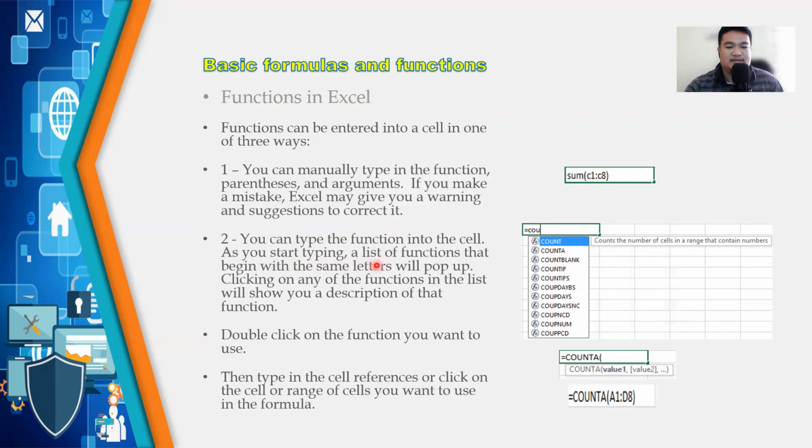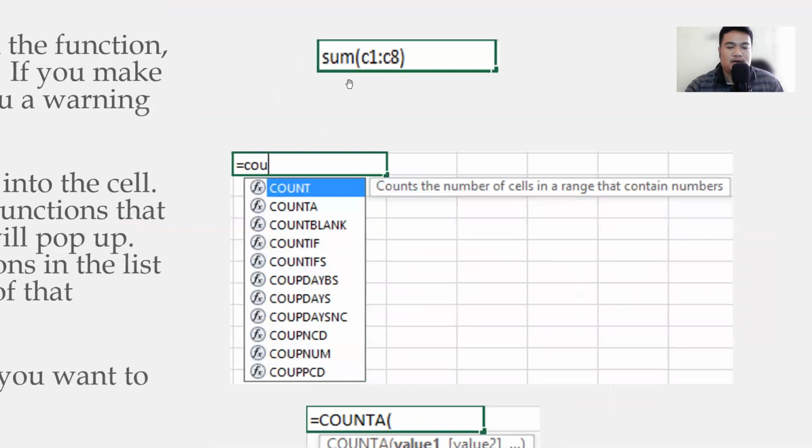As you start typing, a list of functions that begin with the same letters will pop up. Clicking on a function in the list will show you a description of that function. So just like what we have here in our image. As you type, let's say you type equals COU, all functions starting with COU will be displayed on the list. And then each function, as you highlight or select them, will display a tooltip that describes what that function is.